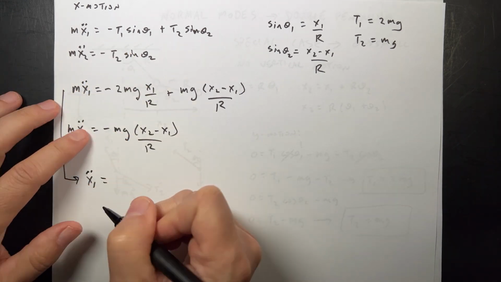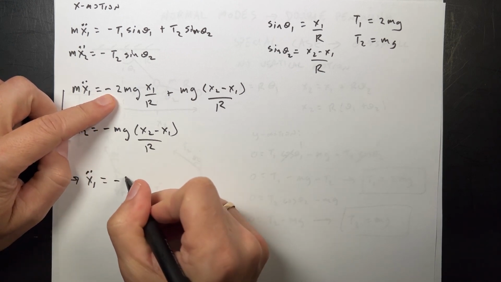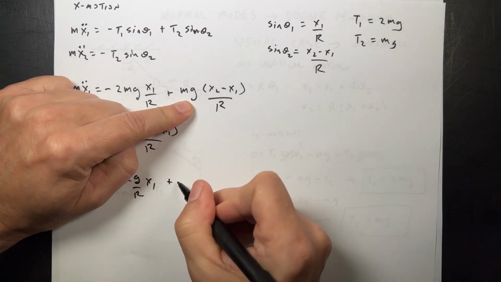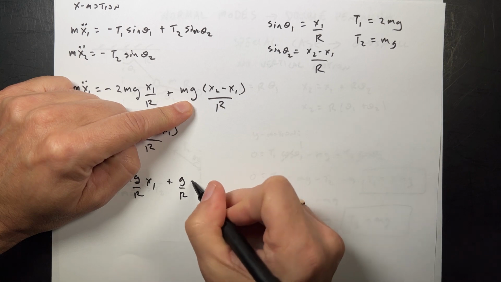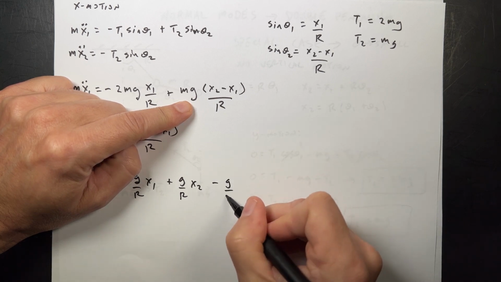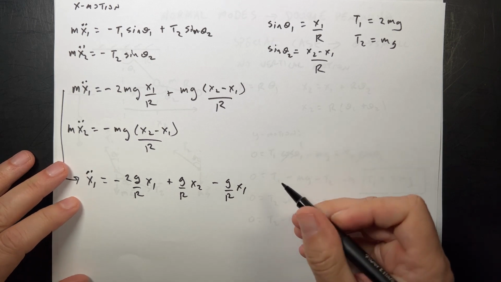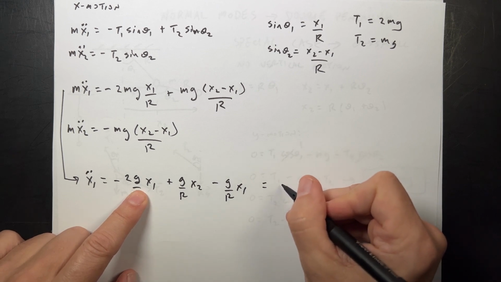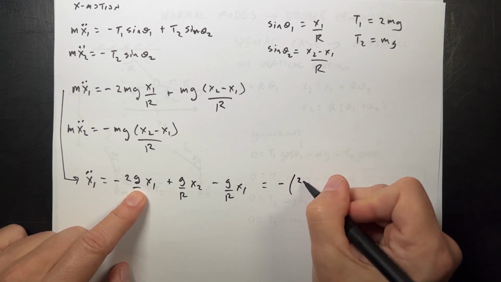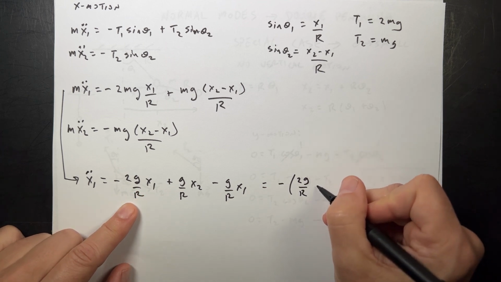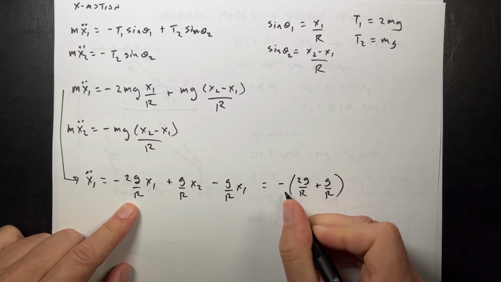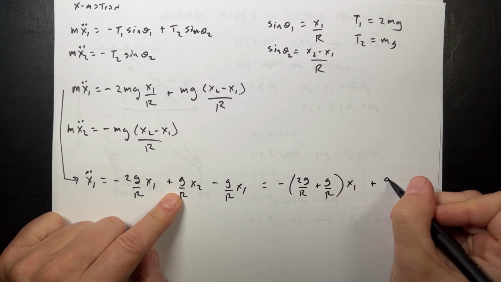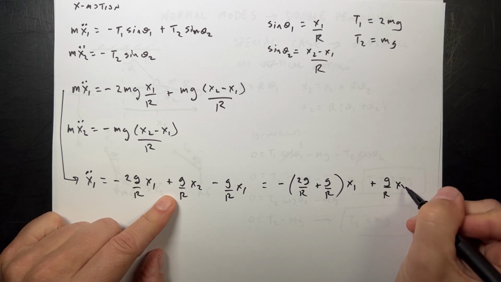So let's go down here and rewrite this equation. x1 double dot is going to be equal to negative 2g over r x1, and then I get plus g over r x2 minus g over r x1. And I want to gather the x1s together. So I'm going to write this as negative 2g over r plus g over r, because I factored out the negative sign, x1, and then I have plus g over r x2.